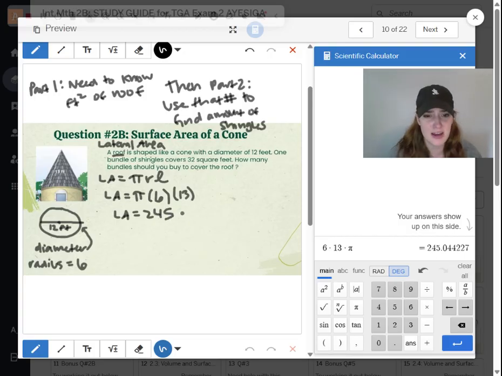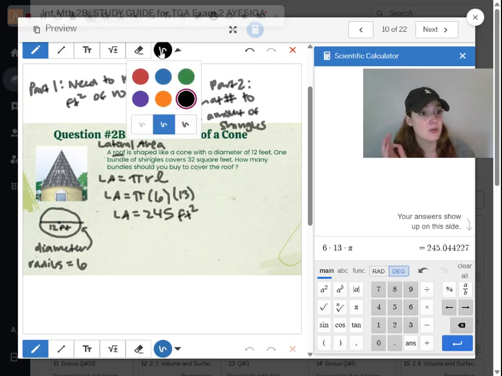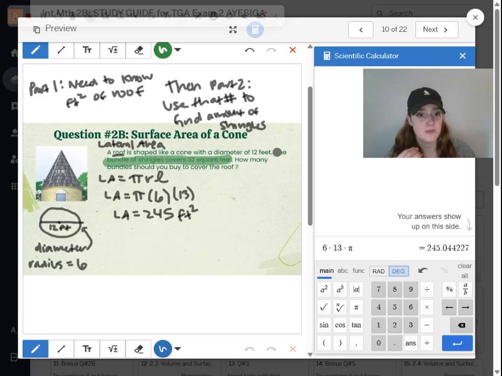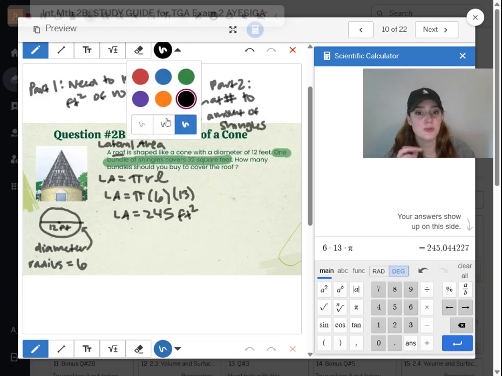Yeah, 245. This is square feet. Remember, for area, units are always squared. Volume is cubed. So now we know the total area of this roof. Now using this, we'd like to know how many shingle bundles we need to purchase. And one bundle is going to cover 32 square feet.